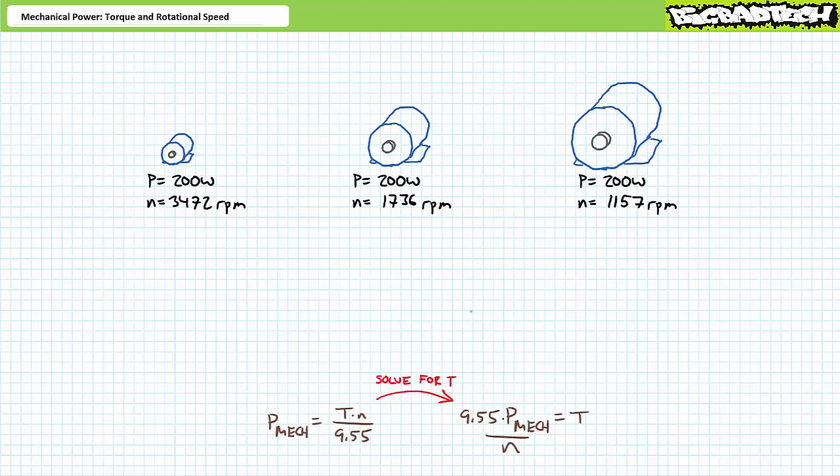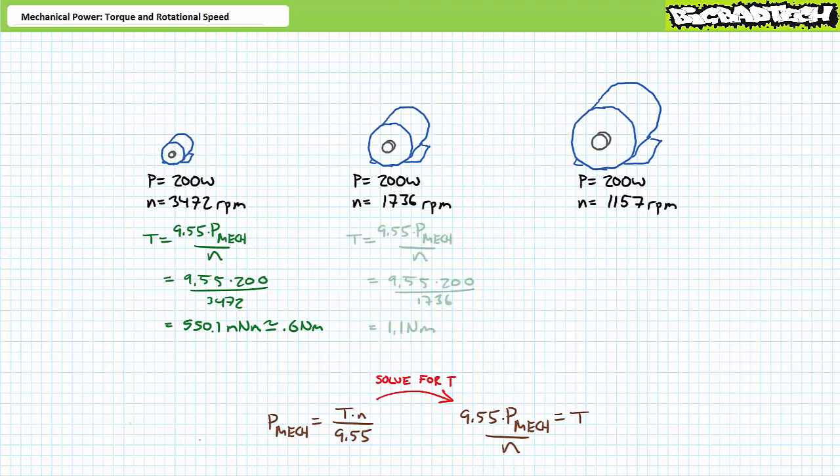An algebraic manipulation of the mechanical power formula solving for torque demonstrates torque equals mechanical power times 9.55 divided by rotational speed. Substituting in our given mechanical power and rotational speed values for the first motor demonstrates the first motor exerts roughly 0.6 Newton meters of torque. Similarly, substituting our given values for the second motor demonstrates the second motor exerts roughly 1.1 Newton meters of torque. Finally, substituting our given values for the third motor demonstrates the third motor exerts roughly 1.7 Newton meters of torque.